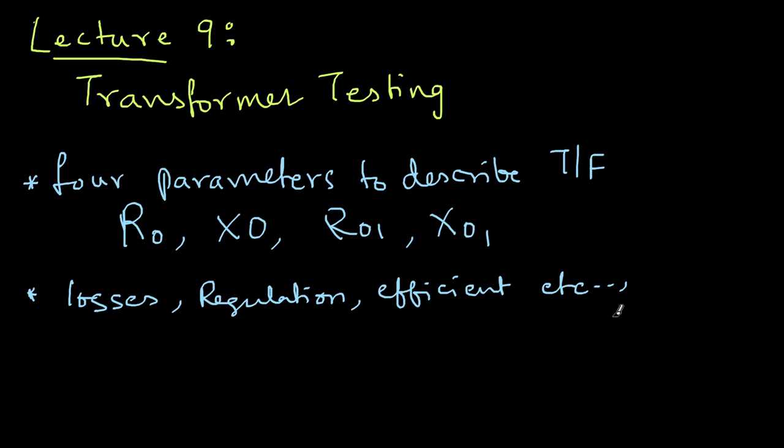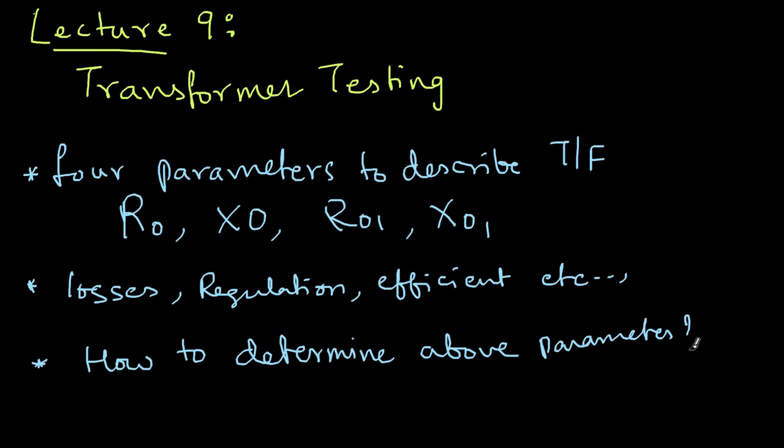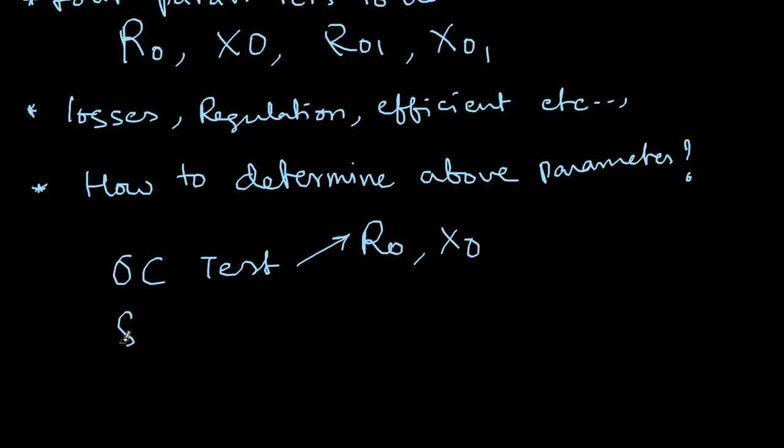So that is the advantage. Now the question that comes is how to determine these parameters. So the two simple tests: one is the open circuit test, or the OC test. This will give me R0 and X0 values. Another is the short circuit test. This will give me R01 and X01 values.